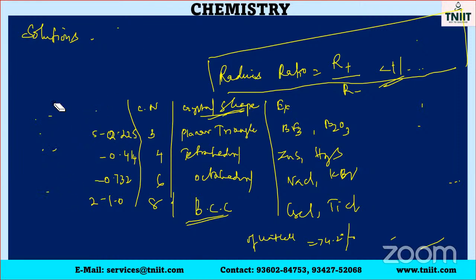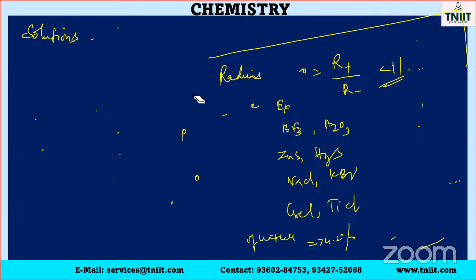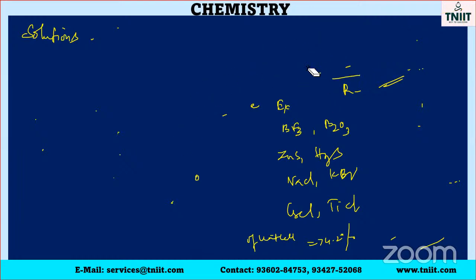Solutions, as I was defining, are a homogeneous mixture of two or more components. For example, salt in water will be called a salt solution. When you add salt in water, the salt will completely dissolve, and that salt solution will just appear like water. Therefore, that salt solution appears as one component.